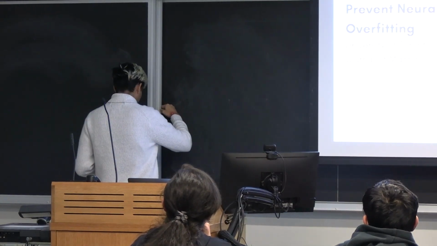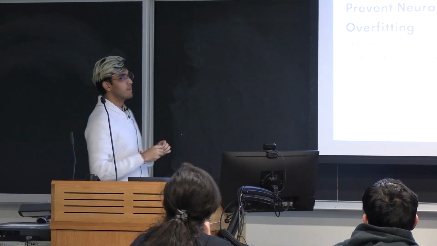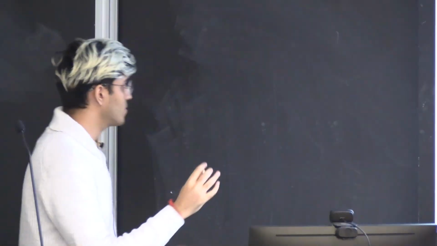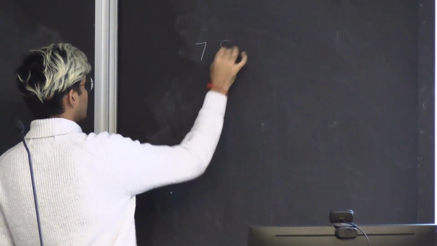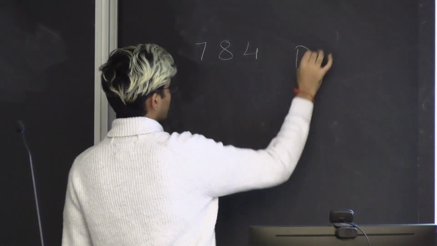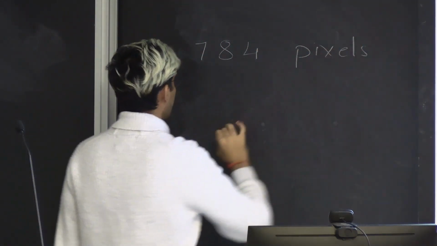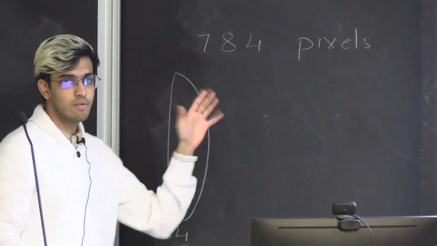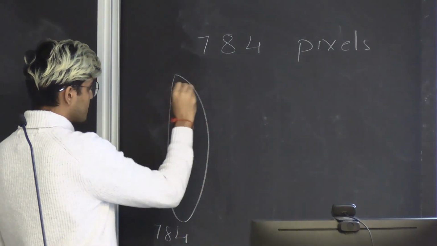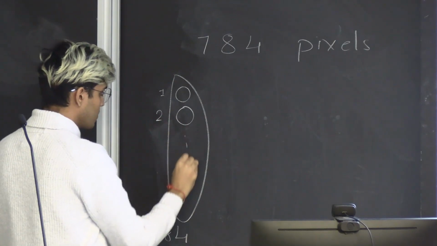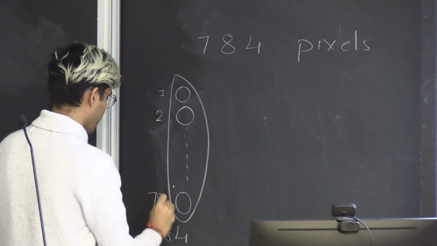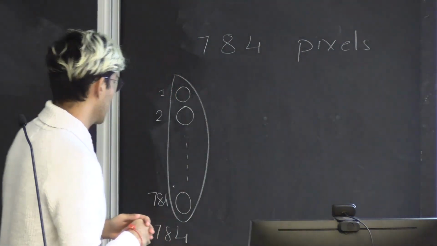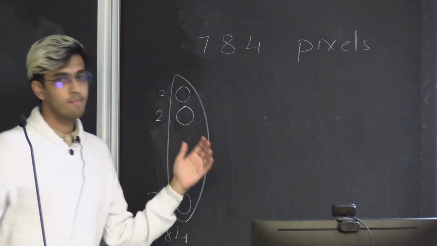So in that case, the image was a 28 by 28 image, which gives you a total of 784 pixels. And all of these 784 were basically inputs to the neural network, okay? So you have pixel 1, you have pixel 2, so on and so forth, up to pixel 784. Now, a neural network is basically a big function.